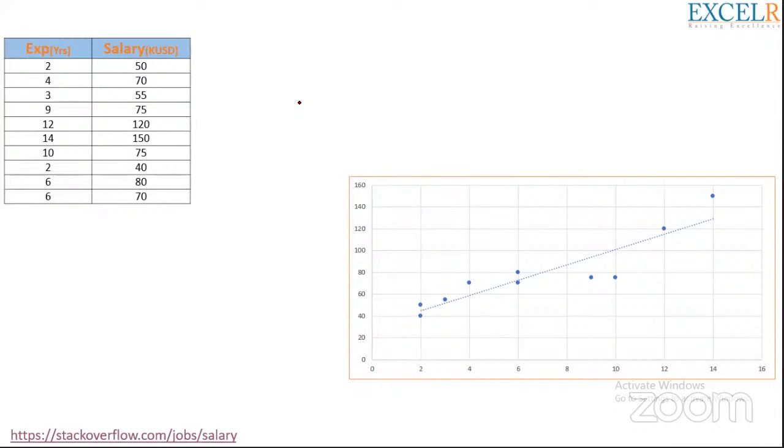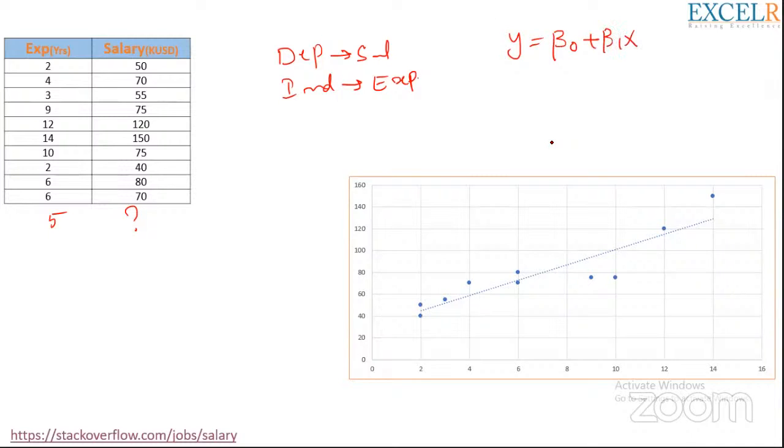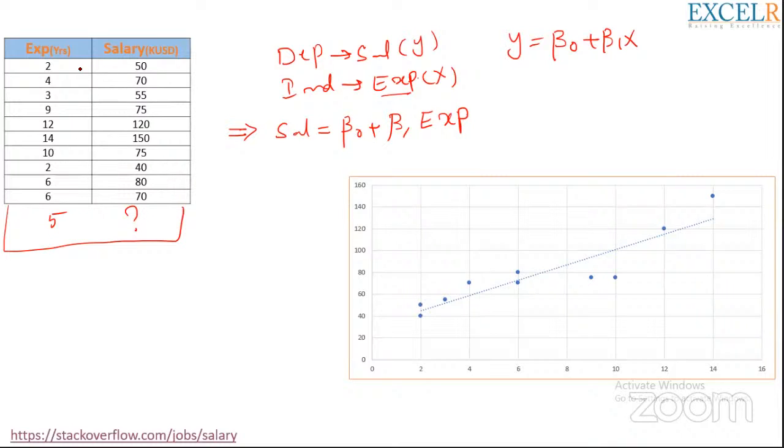Now, let me write it down again. The dependent variable is salary, the independent variable is experience. Now my regression equation is y equal to beta naught plus beta 1 x, right? So this is the y variable and this is the x variable. Let us plug this into the regression equation. So y, which is salary, equal to beta naught plus beta 1 into x. X is what? Experience. Now, for this new data point, this new guy, we know the experience value. Let us plug this value into the equation. So salary is equal to beta naught plus beta 1 into 5.